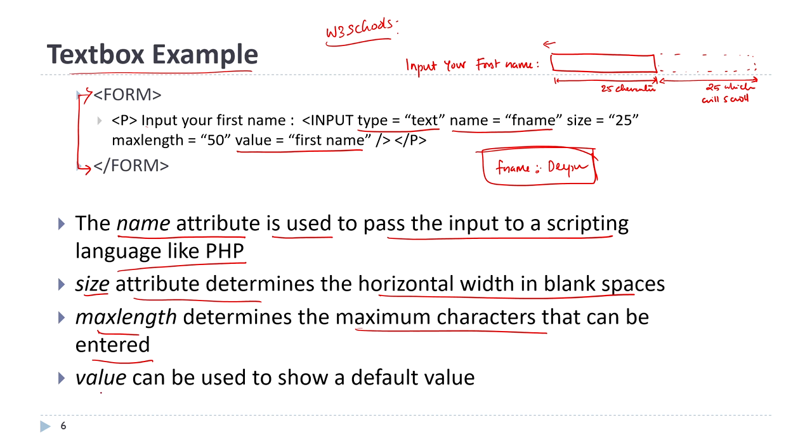And value is used to show a default value. If you do not type anything, it will just show the default, such as first name, as what will be stored there. If you do not use value also, it is not a big deal, but the name of the field is very critical, and the type also, whether it is text, whether it is a password, etcetera, is quite critical as part of this.